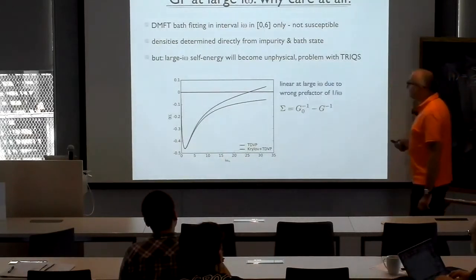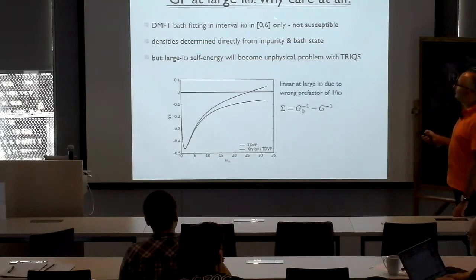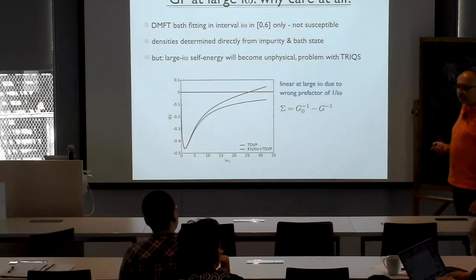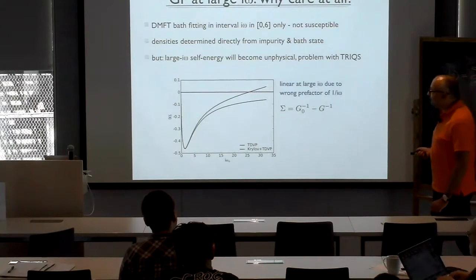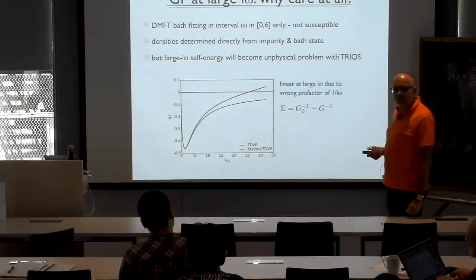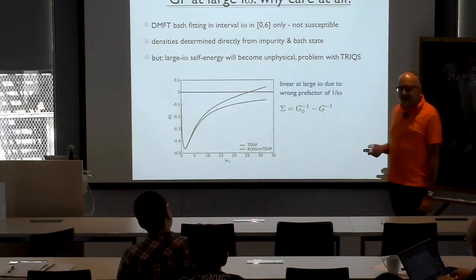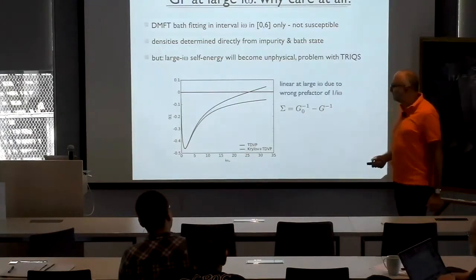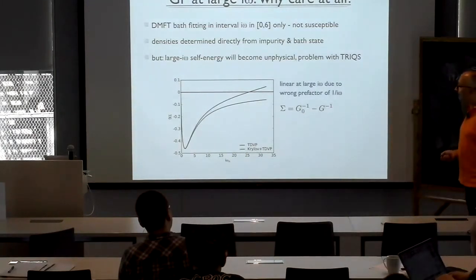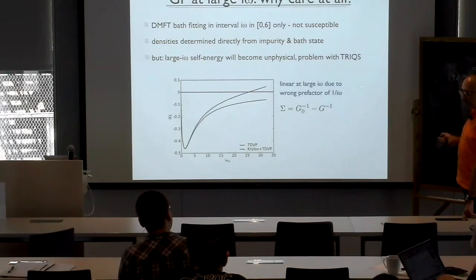Because you could argue, well, these guys are fitting in the interval 0 to 6 only. Why do they care about stuff going on at 30, 40, 50? The second thing is, in DMRG we can calculate densities directly. We don't have to Fourier transform our Green's function at tau equals 0 plus or 0 minus, which would require the large frequencies to be correct. So from this perspective, it doesn't really matter. The problem, however, is that the self-energy will become totally wrong, and then we have a problem.